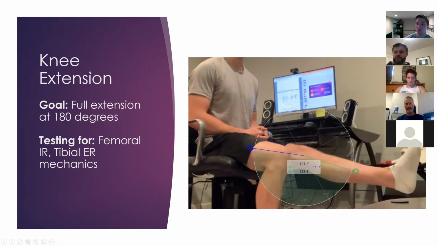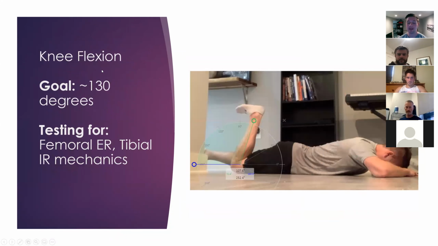Knee extension is a way we can also determine what's going on within the femur. So if we fully extend our knee to 180 degrees, then we know that we have the ability to internally rotate our femur, externally rotate our tibia. Opposite for knee flexion. 130 degrees is what we're looking for here for femoral ER, tibial IR.